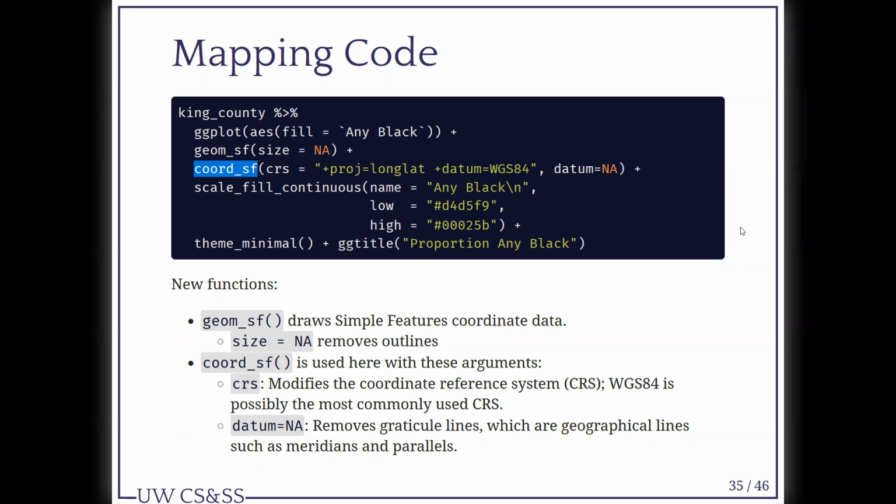It has these arguments. So the first is the CRS. This will modify the coordinate reference system. We're going to make it WGS84. I always have to look up how this is supposed to look, but since tidycensus is so popular, it's really easy to find. And then datum equals NA removes graticule lines, which are geographical lines such as meridians and parallels, because we're only looking at King County, really. I don't think we need all of that.